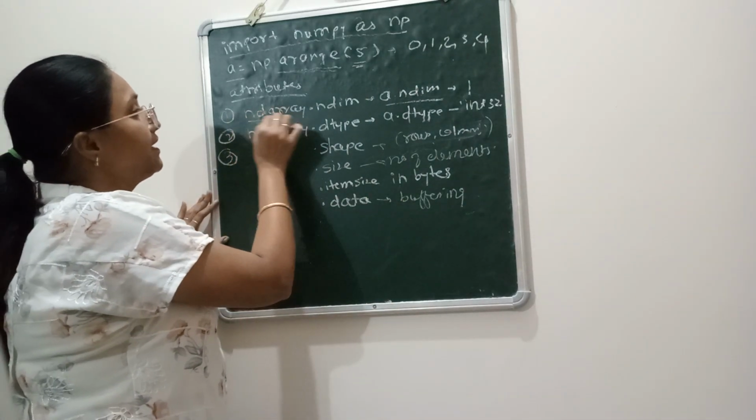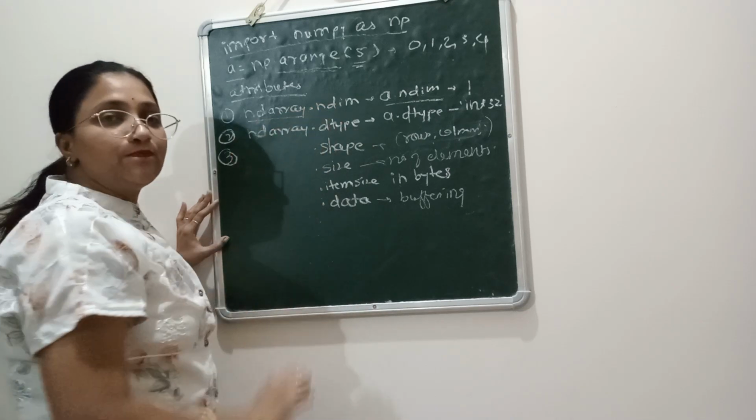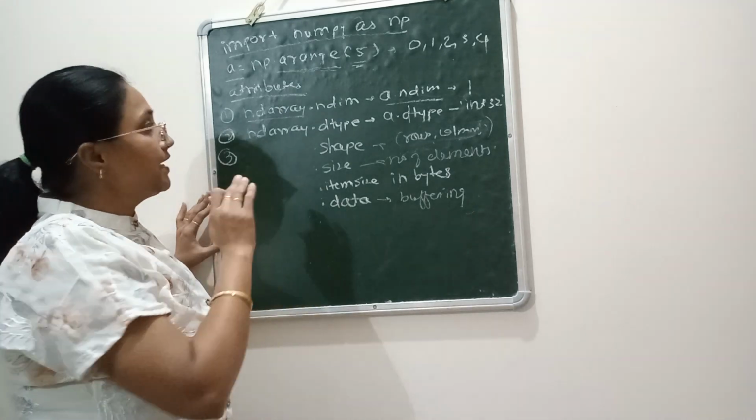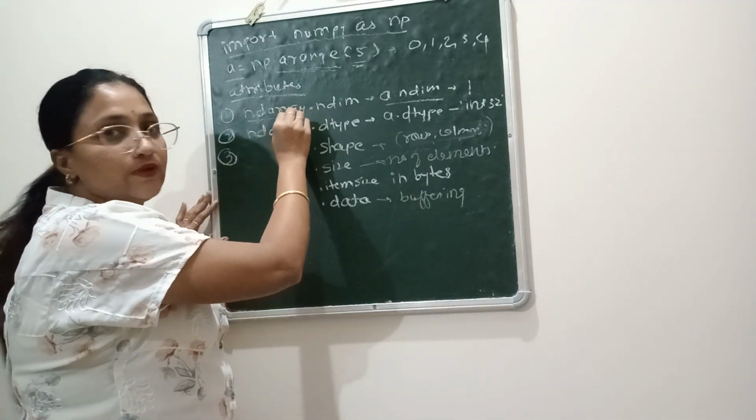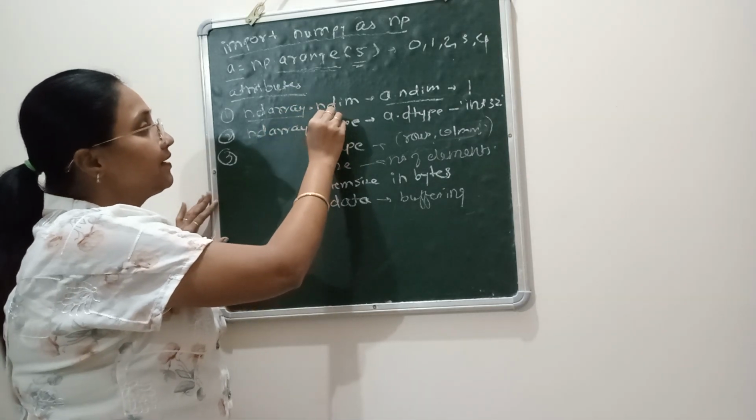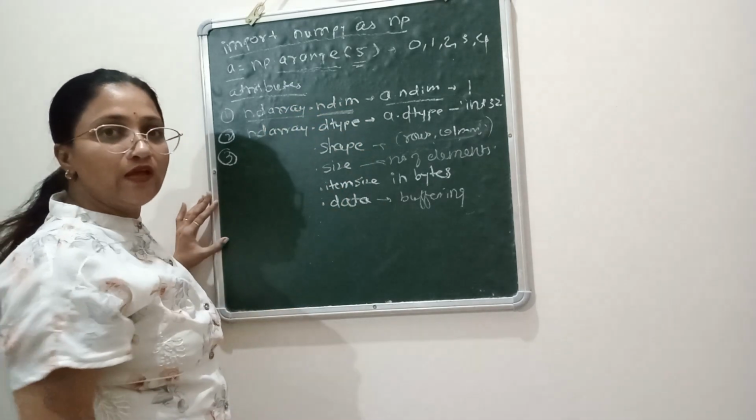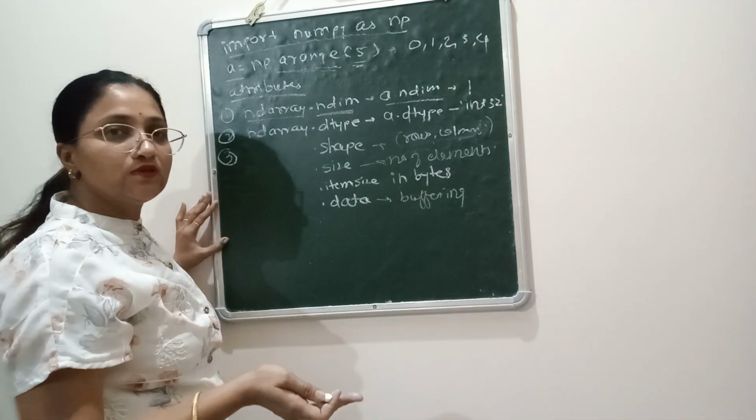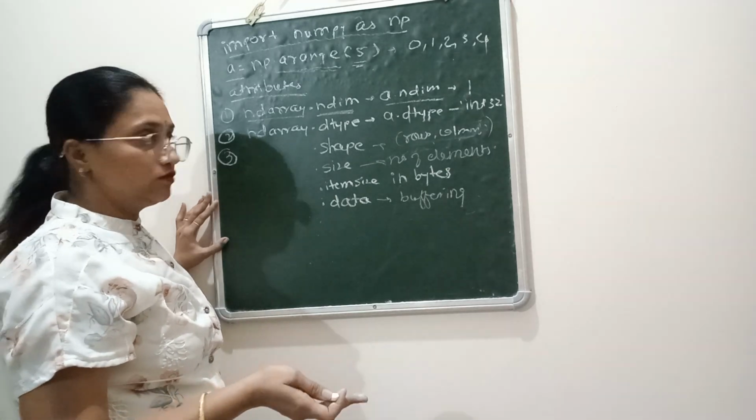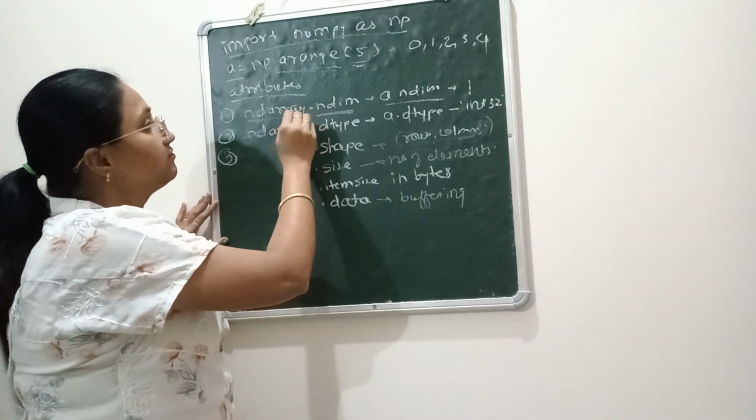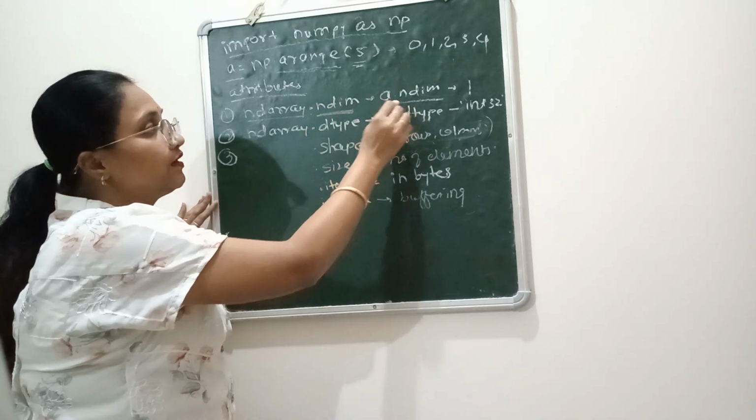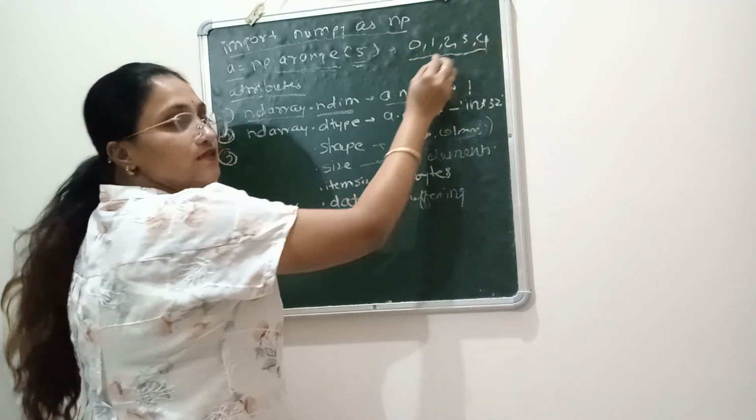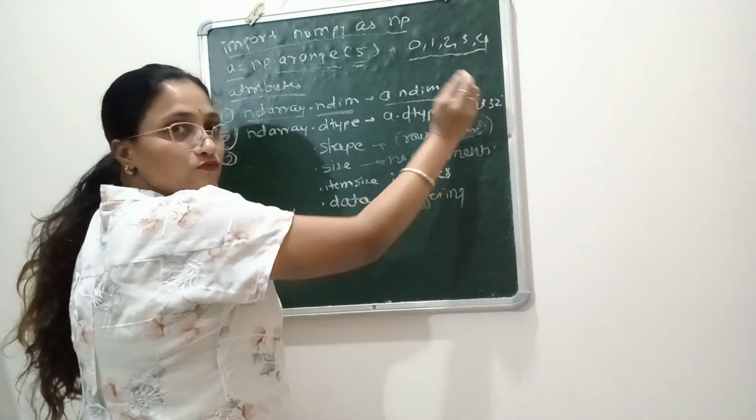First one is ndarray, that is the normal array in numpy. So whichever is the array in numpy is called an ndarray. ndarray will be the name of the array. .ndim will return the dimension of the array. You know arrays can have multiple dimensions: 1 dimensional, 2 dimensional, 3 dimensional and so on. So ndarray.ndim will return the dimension of the array. If we think of this array, this is a 1 dimensional array, so it will return 1.